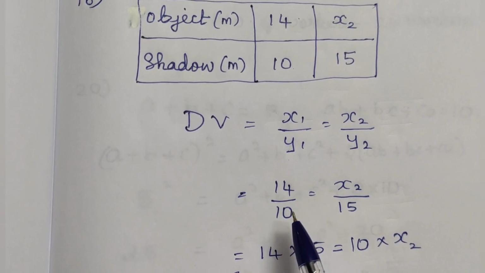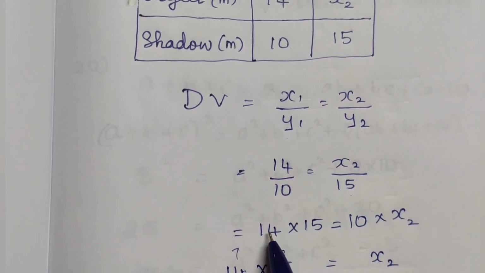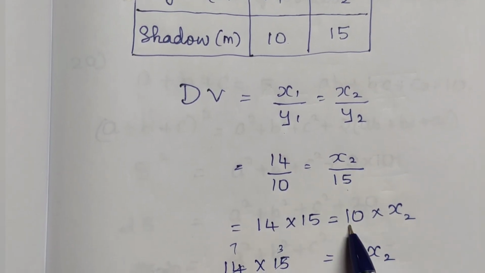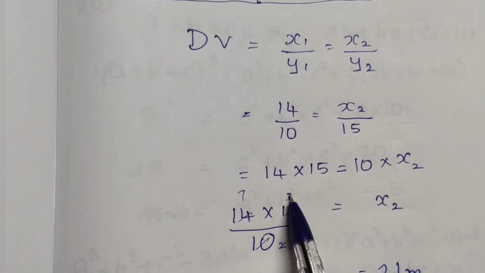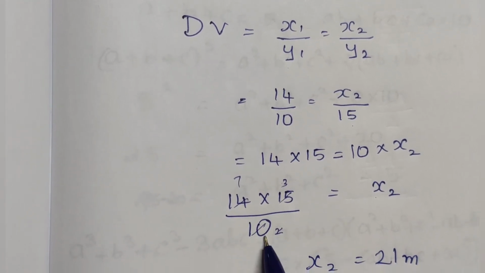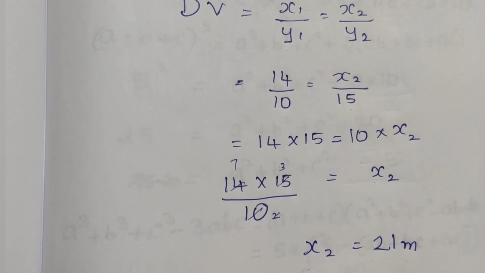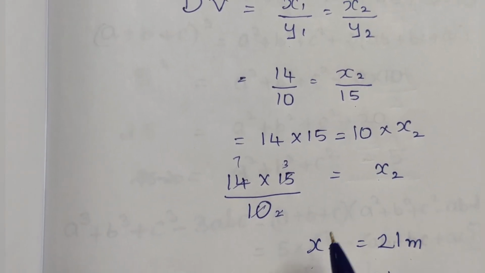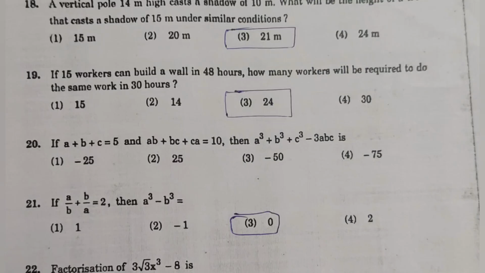We get 14 by 10 equal to x2 by 15. Cross multiplication, 14 into 15 equal to 10 into x2. 10 is transposed, so x2 becomes 14 into 15 by 10. Thus x2 is equal to, on cancelling, we get 21 meter. So the height of the tree is 21 meter.